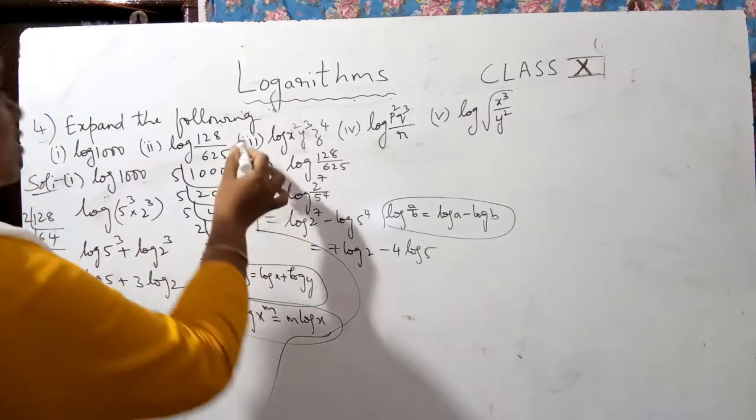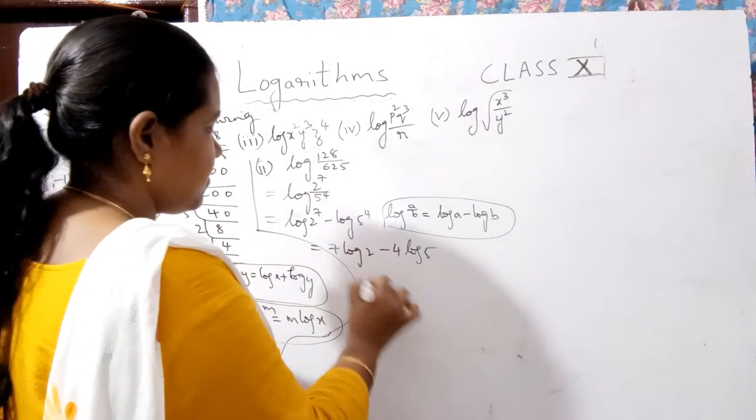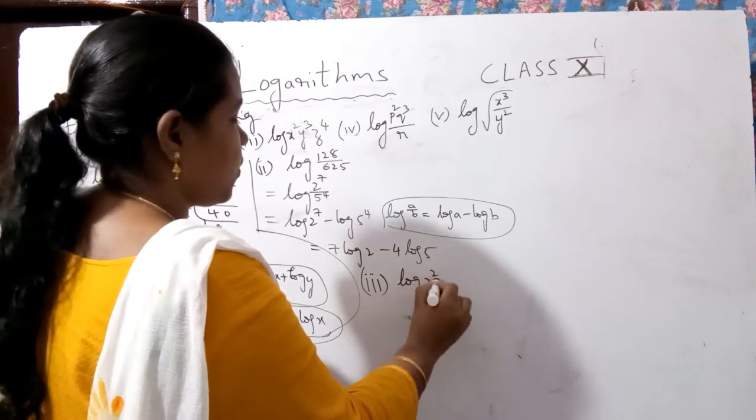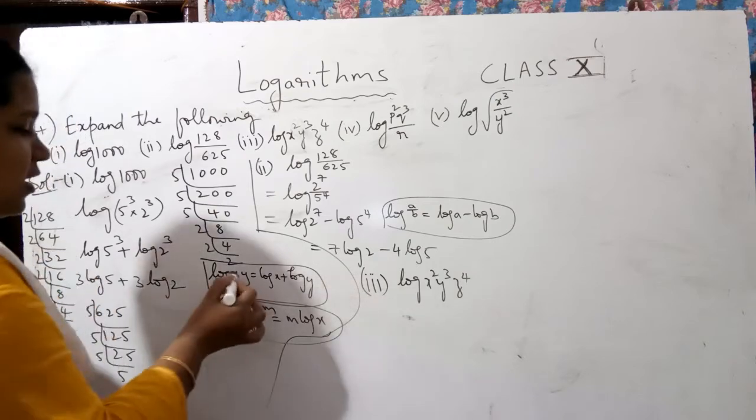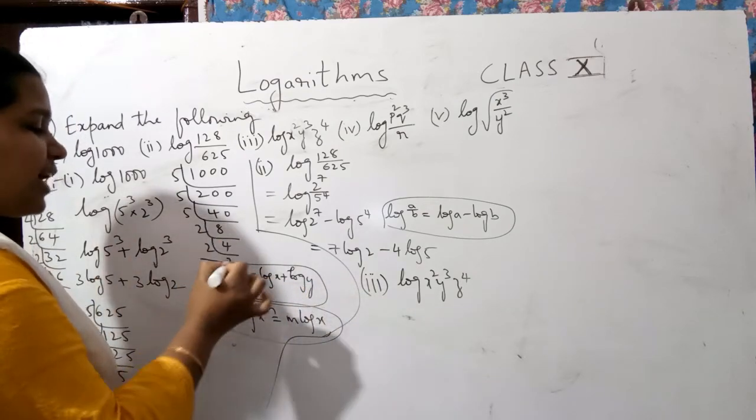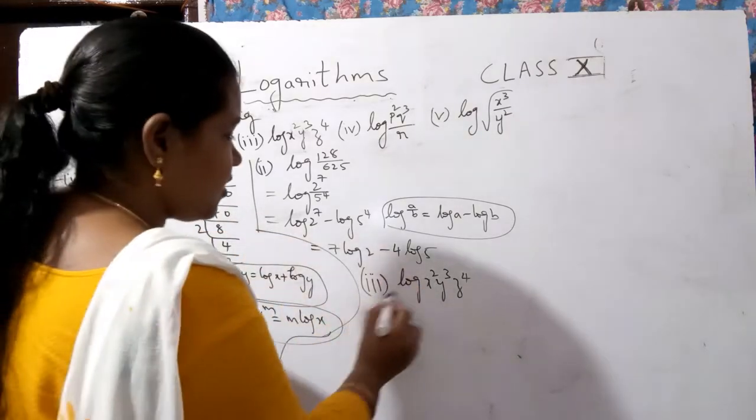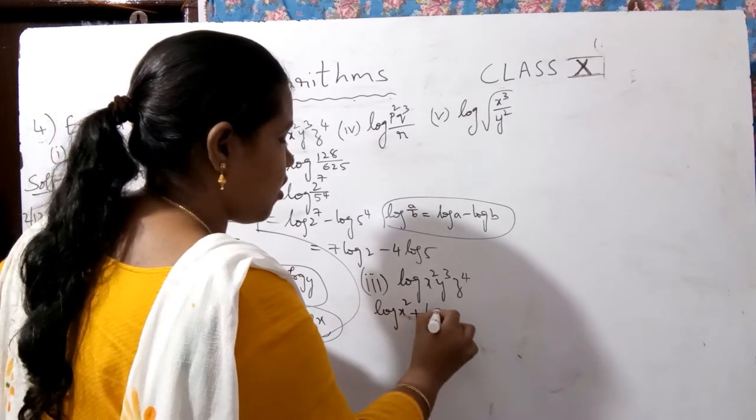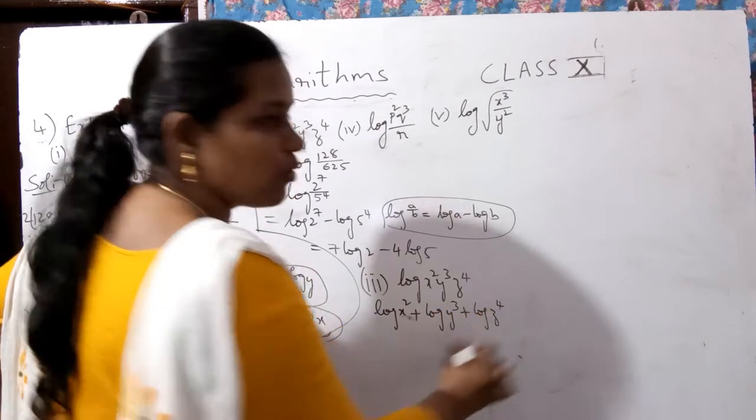So in this way, we can write the expanded form of log 128 by 625. Now let us do the third bit. The third bit is log x square y cube z power 4. Again apply the formula: if I have log xyz, I can write it as log x plus log y plus log z. So applying the formula, I'll get log x square plus log y cube plus log z power 4.